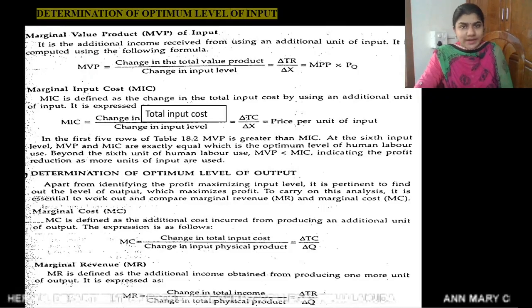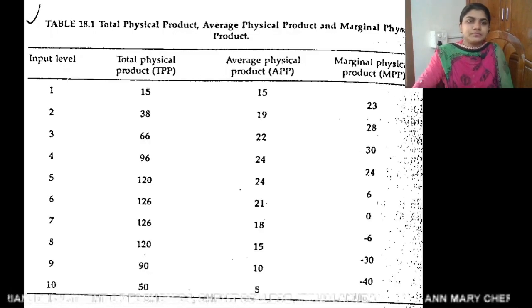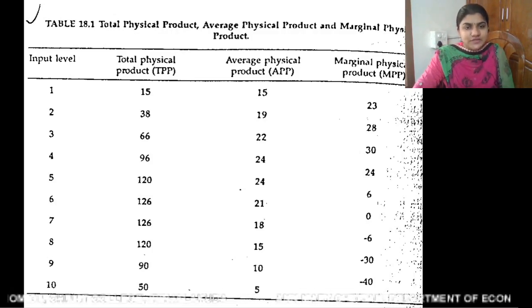Now let us move on to an example. Table 18.1 represents total physical product, average physical product and marginal physical product of a farmer. See, when input level is 1, total physical product is 15.